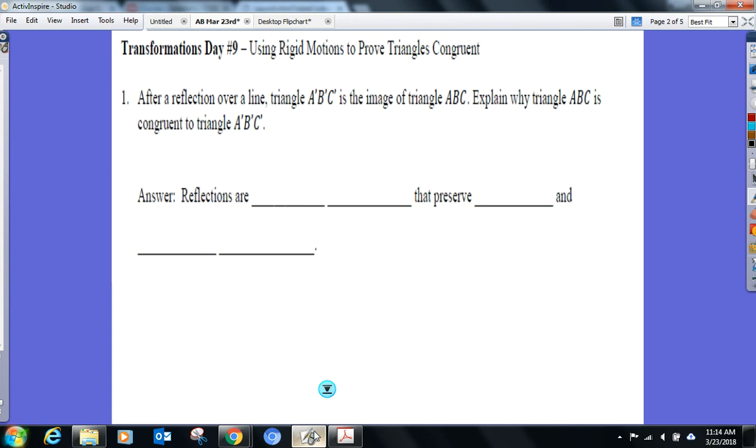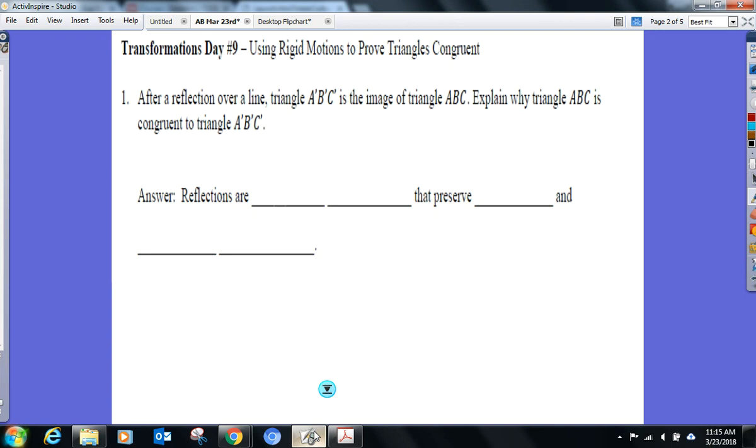Correct, right? The size and shape of the triangle doesn't change. What else does that other than a rotation? Translation and a reflection. Okay, so that's what we're going to be doing today: what did I do, and why are the two triangles still congruent? And there's some exact wording that the Regents looks for. Pretty important day here. I would say probably the most important day of the unit.